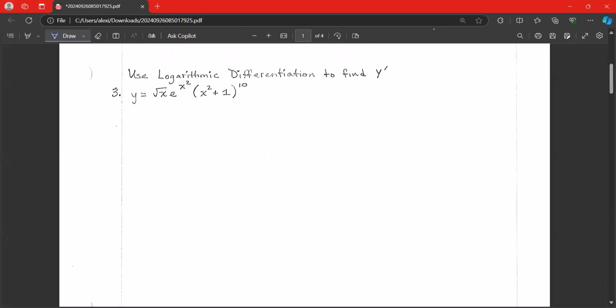For number 3, we are also finding y prime, but we have to follow particular steps. The steps say to take ln on both sides, then use the ln rules from algebra, then take the derivative on both sides, and then solve for y prime. So first we'll take ln on both sides.